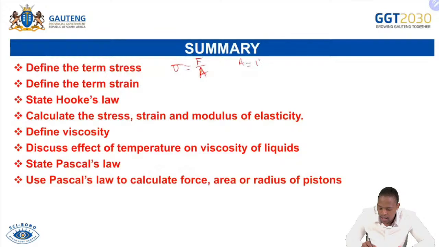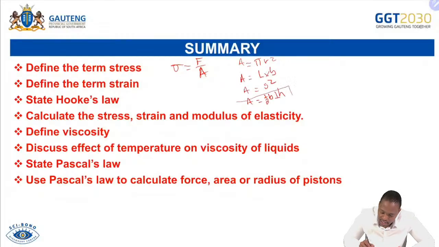Area is pi r squared for the circle. Area is length times breadth for the rectangle. Area is side squared for the square. Area is half base times the perpendicular height for the triangle. I've never seen this one asked before, but I cannot say it will never be asked. However, I've come across questions where these ones have been asked before. So it's important that you know these formulas. It is extremely, extremely important that you know these formulas, grade 12.